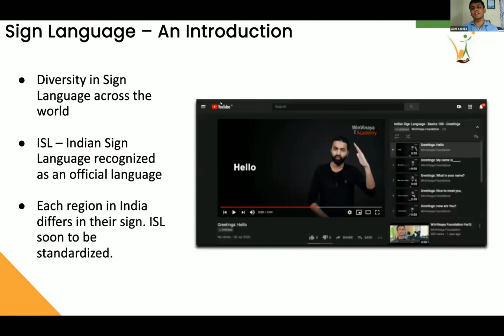And coming to the introduction to sign language, we have seen there is diversity in sign language across the world, right? One example I can give you: in India, we use the food sign like this, and in the US it changes because they eat with a spoon, and in Japan they eat with chopsticks. So the sign for food changes, right? So it's widely diversified. There are more than 100 sign languages around the world.